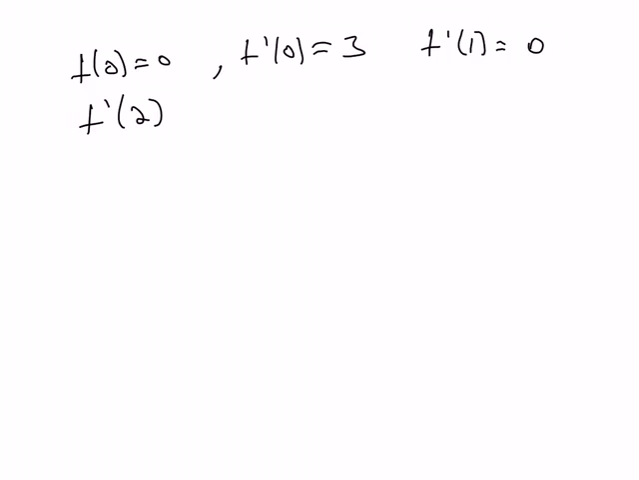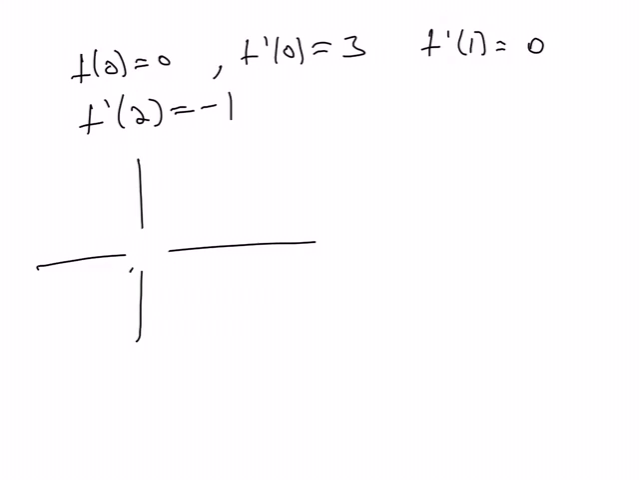Sketch the graph of the function f. So we have f of 0 equals 0. f prime of 0 is equal to 3. f prime of 1 is equal to 0. And f prime of 2 is equal to negative 1. Right? So here we have our thing, and we know that f of 0 is 0, and f prime of 0 is 3. So we're even increasing a little more than that.